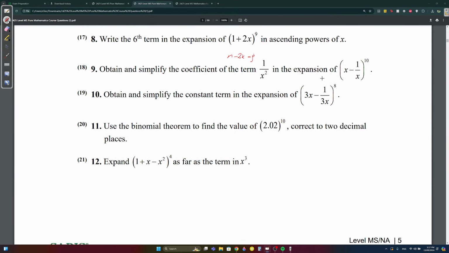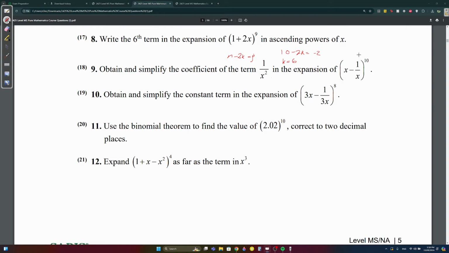Check if both degrees are equal to each other. And they are in this case, so you can use n minus 2k equals p. What's my n? 10. 10 minus 2k equals the power. What's the power? Negative 2. If you put 2, you'll get it wrong. Why negative 2? Because it's in the denominator. Take it off, what does it become? Negative 2, right? Now we don't work with the denominator in binomial expansion. We're not allowed. 10 minus 2k equals negative 2. You're going to get negative 12, so k equals 6.